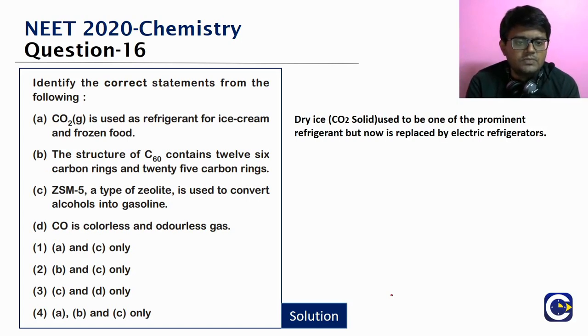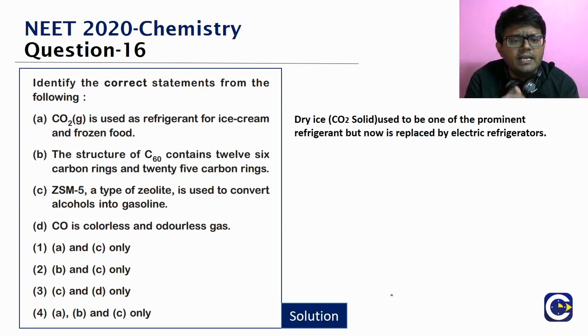So whatever the substance where the dry ice is kept, the heat will be absorbed from that, so that the temperature of that substance will always be maintained at a lower level. That is the mechanism that is followed for the use of dry ice as a refrigerant. Okay, but the electric refrigerators nowadays have totally replaced the dry ice refrigerant mechanism.